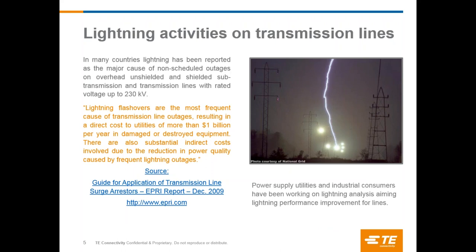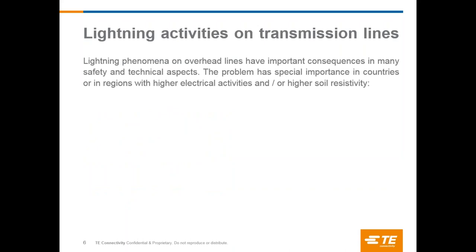In many countries, lightning has been reported as a major cause of non-scheduled outages with rated voltage up to 230 kV. According to EPRI, United States, lightning flashovers are the most frequent cause of a transmission line outage, resulting in direct costs to utilities of more than $1 billion per year in damaged or destroyed equipment. Lightning activities are more critical for transmission lines up to 245 kV. However, the fact is that even higher system voltages like 500 kV systems are exposed to the effect of the lightning. Lightning performance on overhead lines has important consequences in many safety and technical aspects.